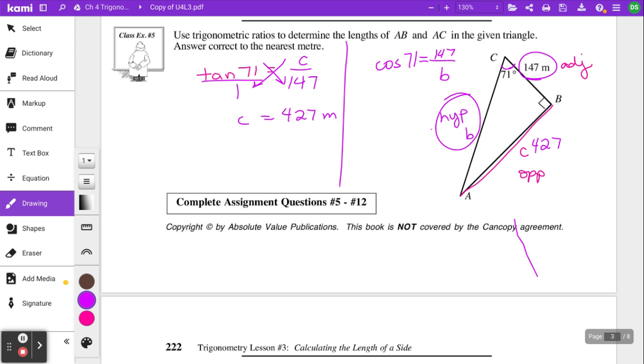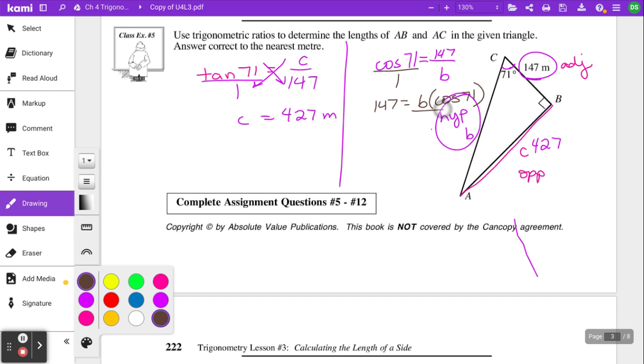Is this a quick and easy one? No, this requires you to multiply or to divide, right? So cross multiply, you have 147 on one side equals B times the cosine of 71 on the other. So divide by cosine of 71. Then you'll have it. So 147 divided by the cosine of 71.